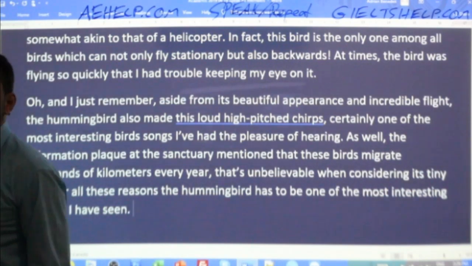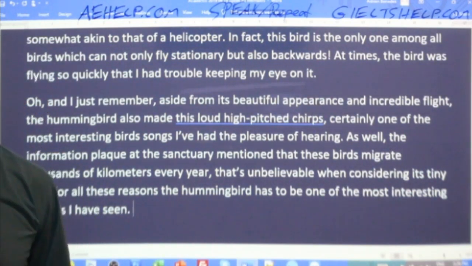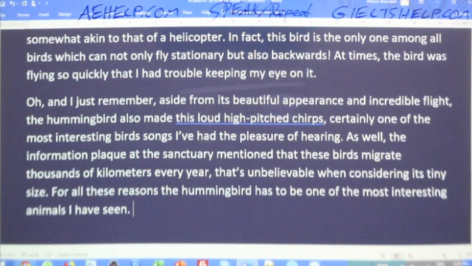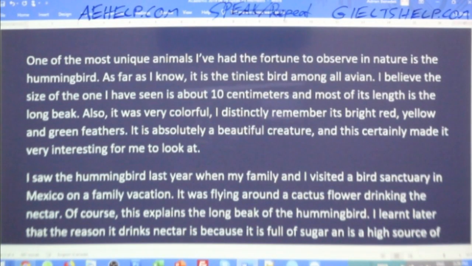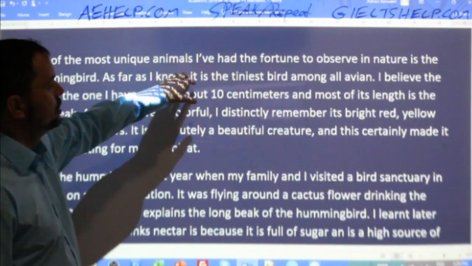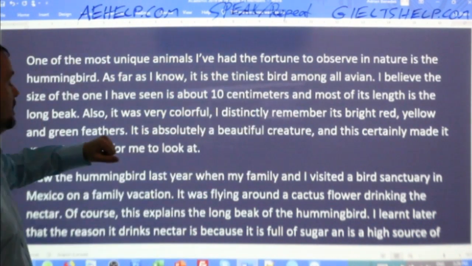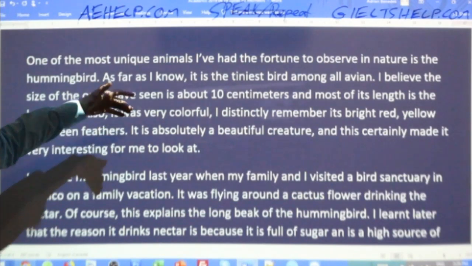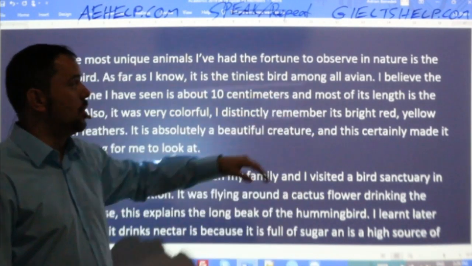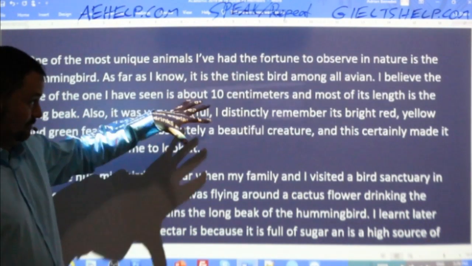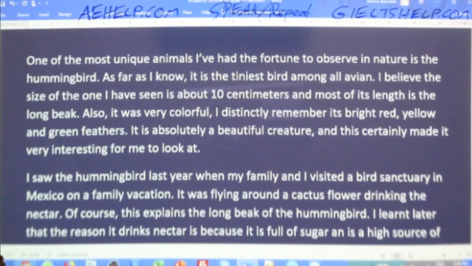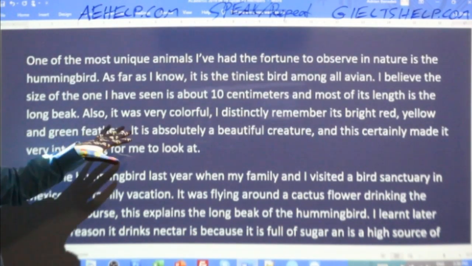Okay? All right, so don't forget your notes. Now, by this time, I'm sure the examiner will have stopped you. So, members, from the top, here we go. Repeat after me. One of the most unique animals I've had the fortune to observe in nature is the hummingbird. As far as I know, it is the tiniest bird among all avian. I believe the size of the one I have seen is about 10 centimeters, and most of its length is the long beak. Also, it was very colorful.